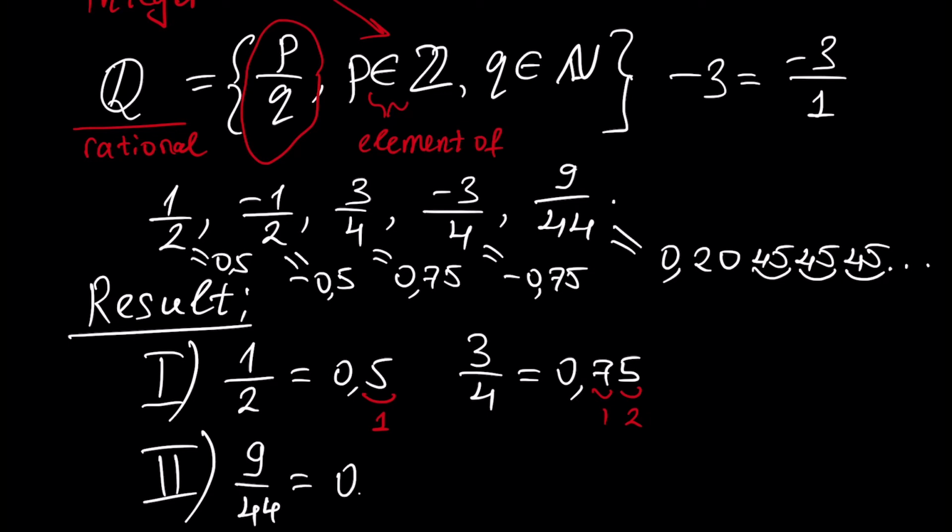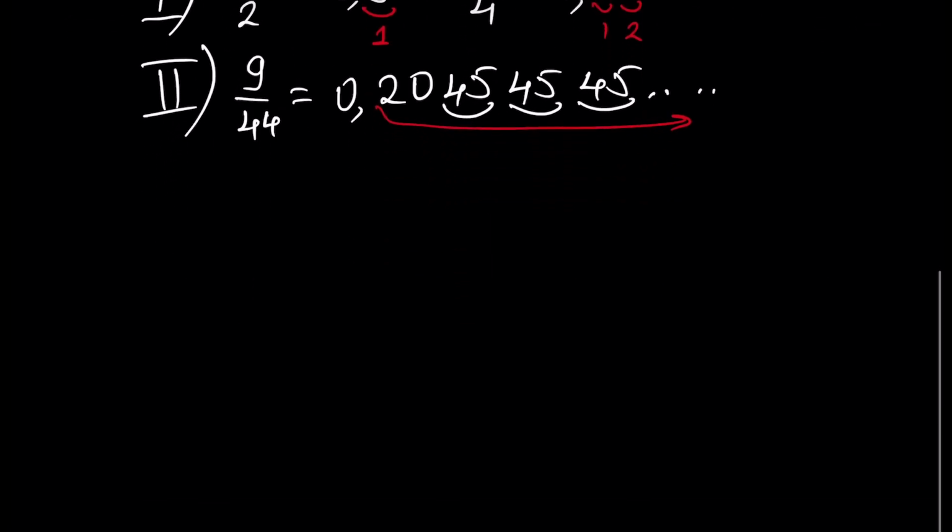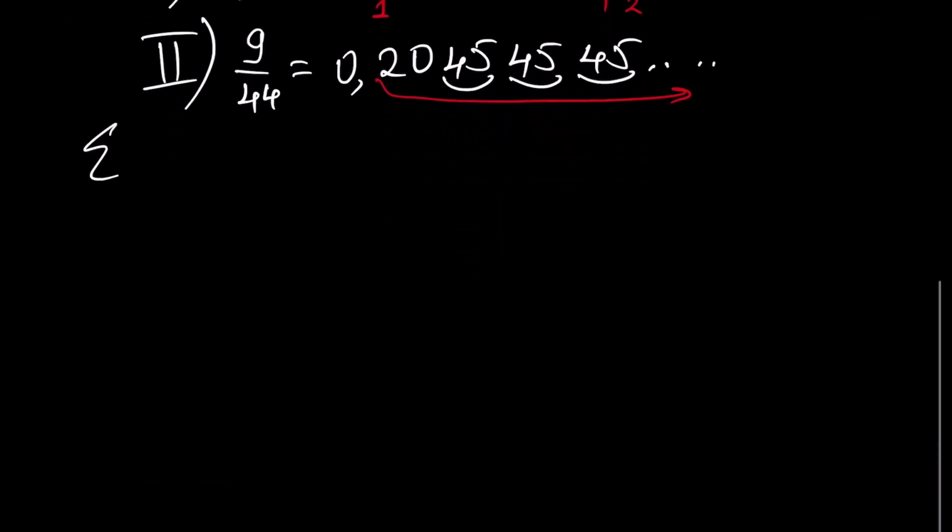9/44, which is 0.2045, 45, 45, and so on. And 45 is a period. So it has an infinite number of digits in its decimal representation, but it has a period. So these are the only two cases for rational numbers. Either we have a finite number of digits in its decimal representation, or it's infinite, but we have a period. It's clear. Okay, let's take an example.